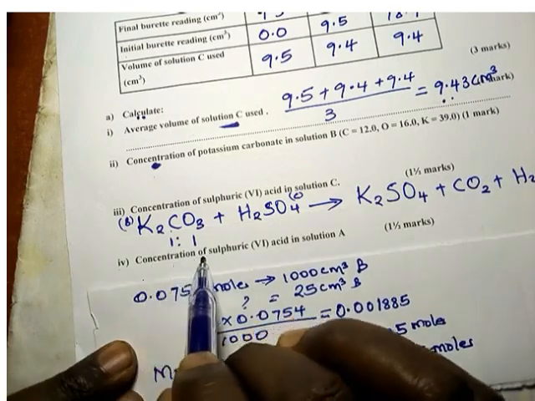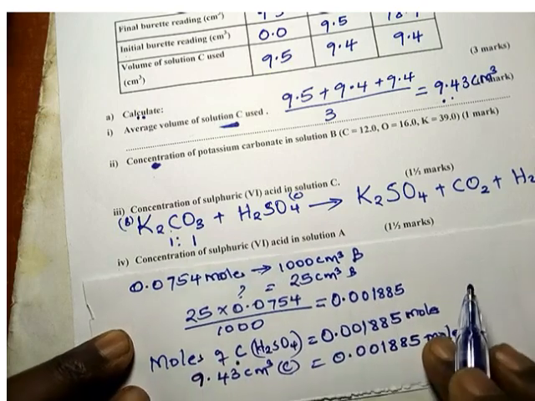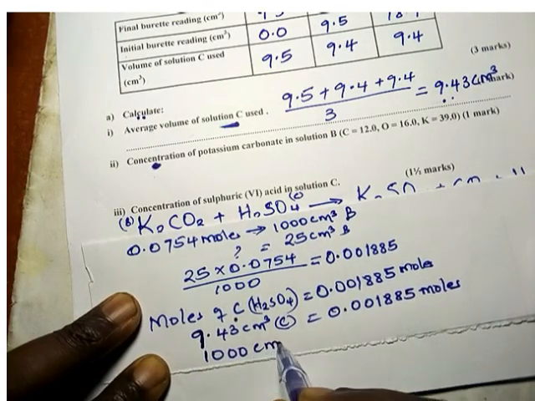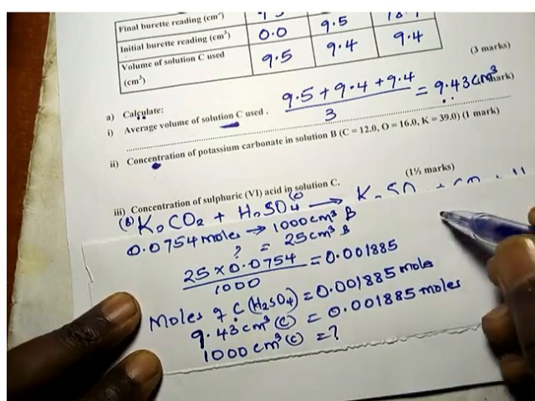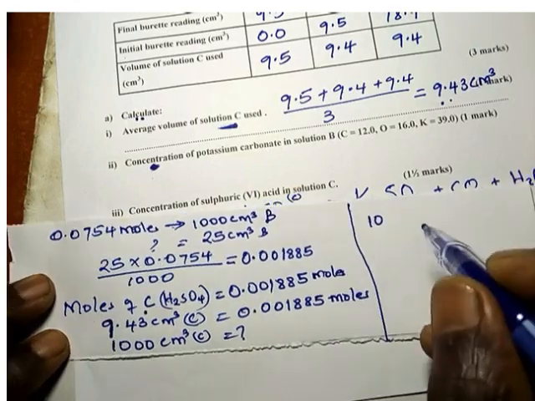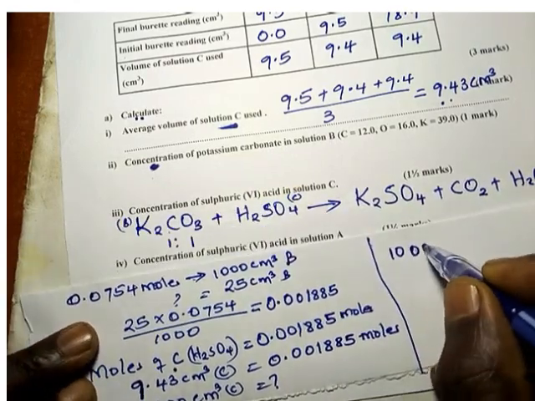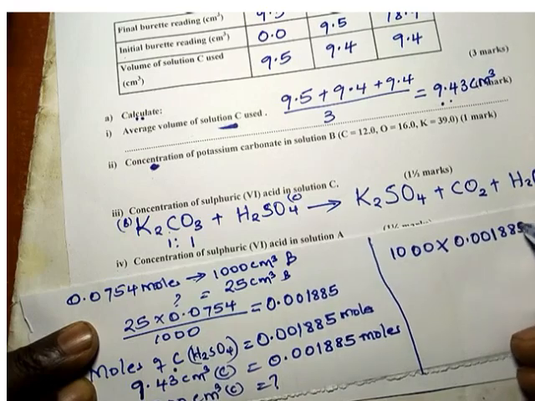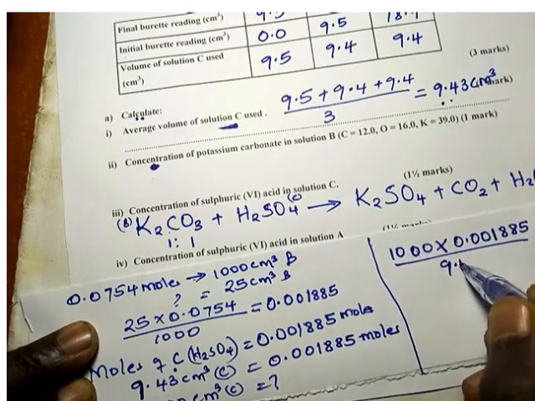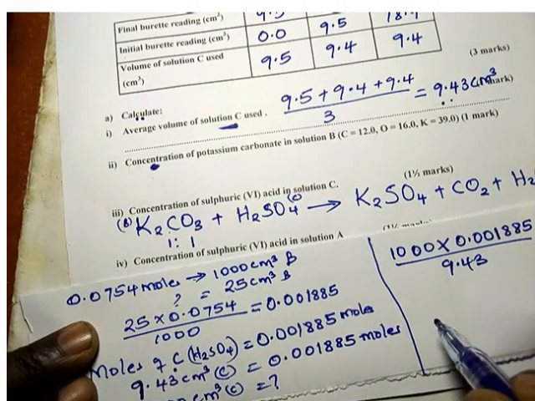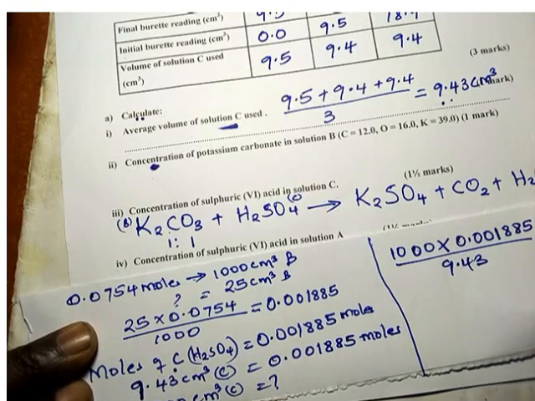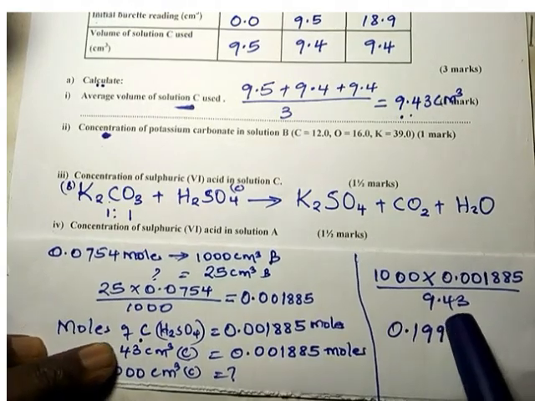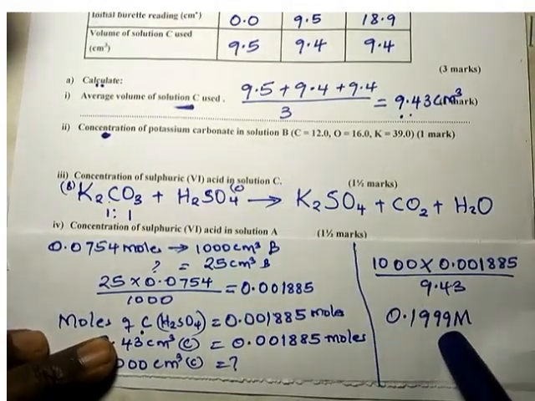The question asks for concentration in moles per liter. In other words, they are asking for molality. So what do you do? Molality is the number of moles in 1,000. You ask, 1,000 centimeters cubed, which is a liter, of solution C will contain how many moles? That will be 1,000 times 0.001885, divided by 9.43. And this gives us 0.01999 moles. So this is the number of moles of solution C in 1,000.